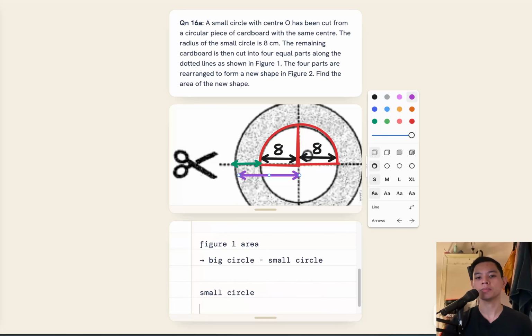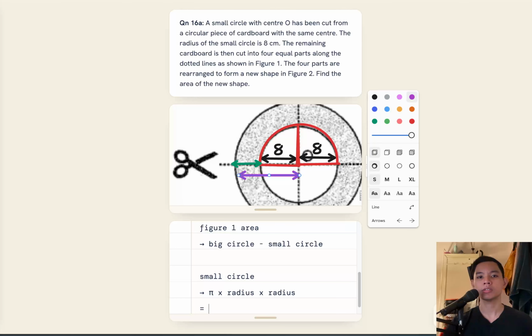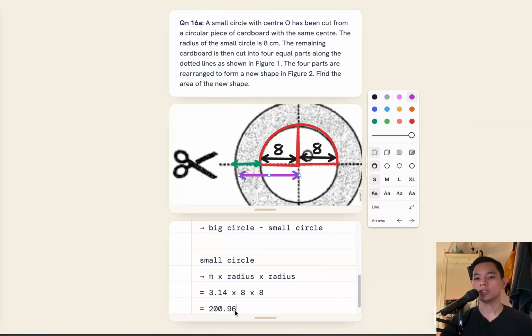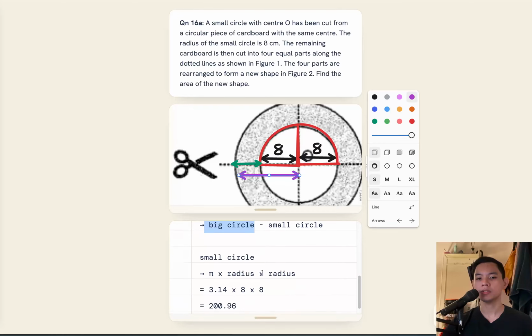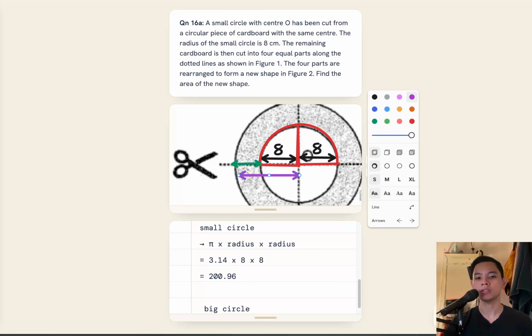Small circle area is basically pi times radius times radius. So we know the radius. So for the pi over here, it's 3.14 times radius, 8 times 8. This would then be 200.96. So we want to find the big circle. We also need to find the big circle radius, which is basically 8 plus green space, right? So the big circle radius is in purple, right?